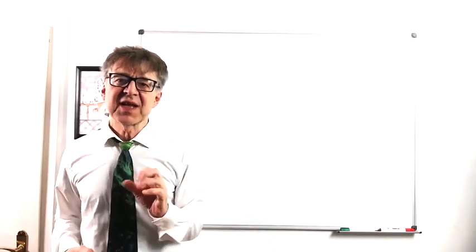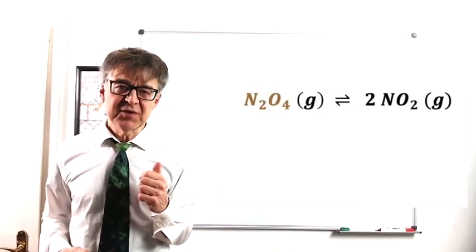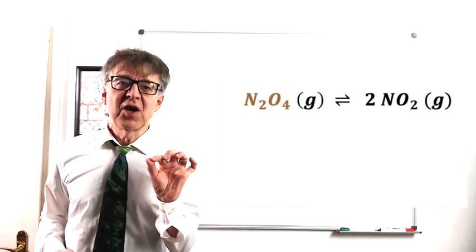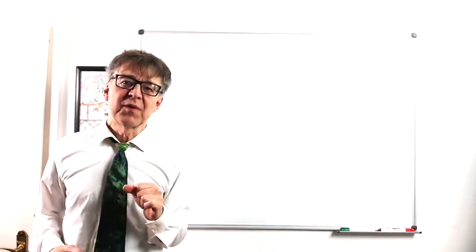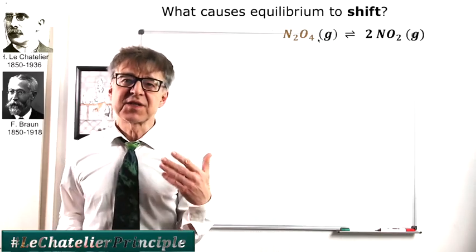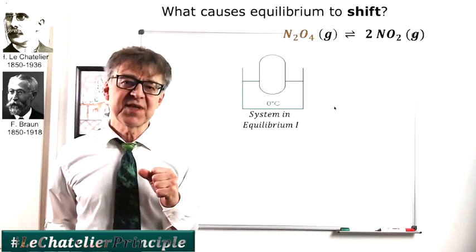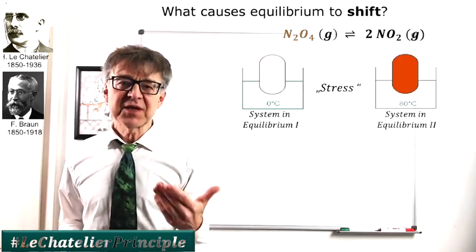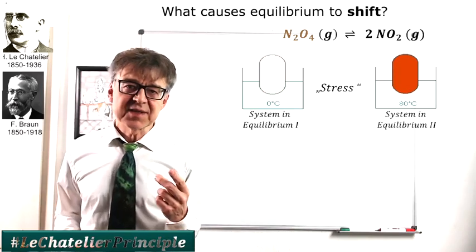Let's use another example, the decomposition of dinitrogen tetroxide into nitrogen dioxide, to explain the principle of Le Chatelier, which is also called the principle of smallest stress. It states that if a stress is applied to an equilibrium system, the equilibrium will shift in such a direction that the effect of the stress is minimized.